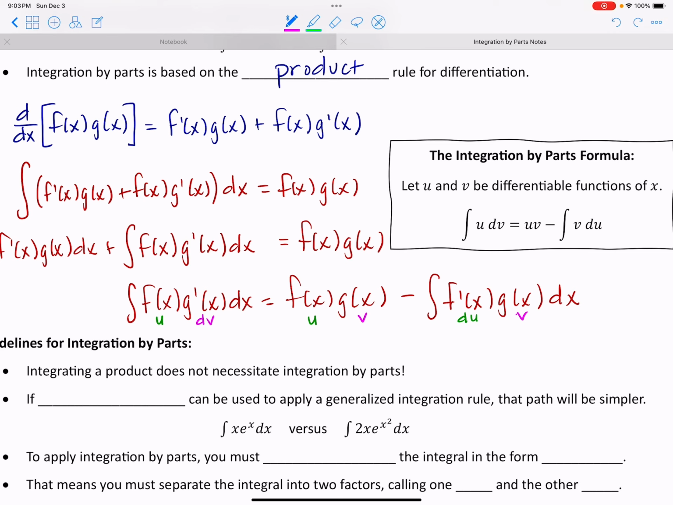Ultimately, though, we don't have to necessarily know where the formula comes from. It's just kind of nice to see that it's not dropping out of thin air. But ultimately, we have to be able to use the formula.